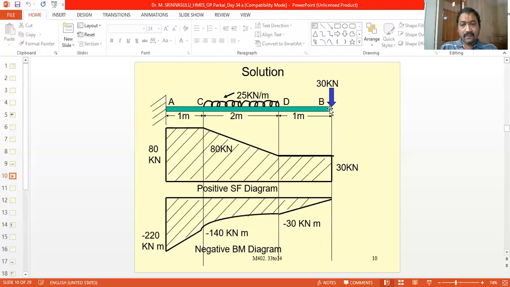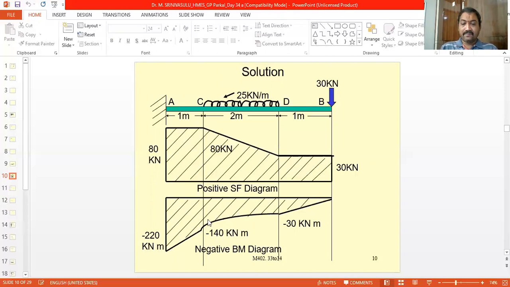Now here between the B and D points, only the point load is acting. So the equation is W into X. So it is a straight line equation. So we have to join these two points with a straight line. But here the UDL is acting. So the general equation for the bending moment of a UDL is W into X square by 2. That is a parabolic equation. So we have to join with a curve. So between the points C and D, we have to join with a curve.